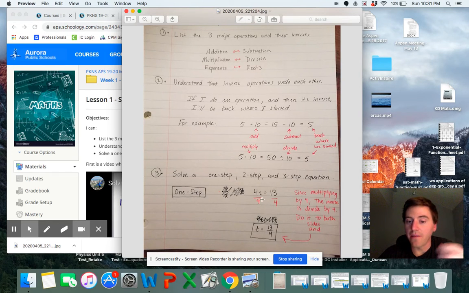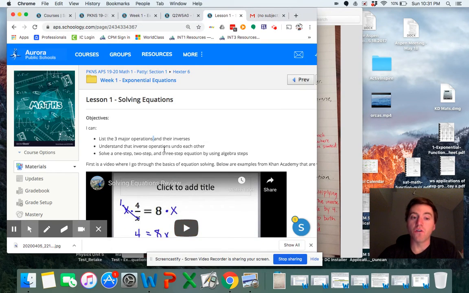Here's a 1-step. Okay, 4t equals 13. You'll notice this is an example from the video. That's totally fine. Just give an example. It's good to have a little explanation with it here. I said, since we're multiplying by 4, the inverse is dividing by 4. We do that to both sides to get the final answer here. So this says 1-step, 2-step, 3-step equation, so you would add another example of a 2-step and then an example of a 3-step. And then that's it. Those are all my objectives.